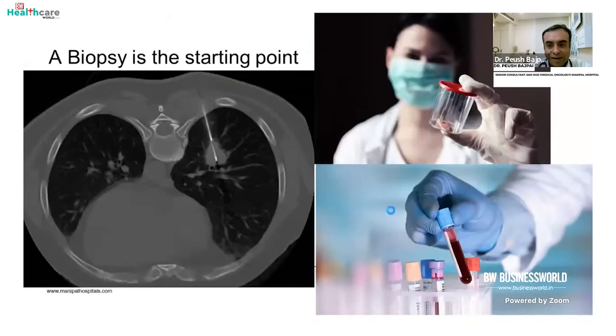So how to detect these mutations? There are ways to detect these mutations. It all starts with getting the tissue sample from the cancer cell, from the tumor. As you can see in this particular cartoon over here, the needle is passed through this particular tumor lump in the lung, and this is the tissue which is taken.